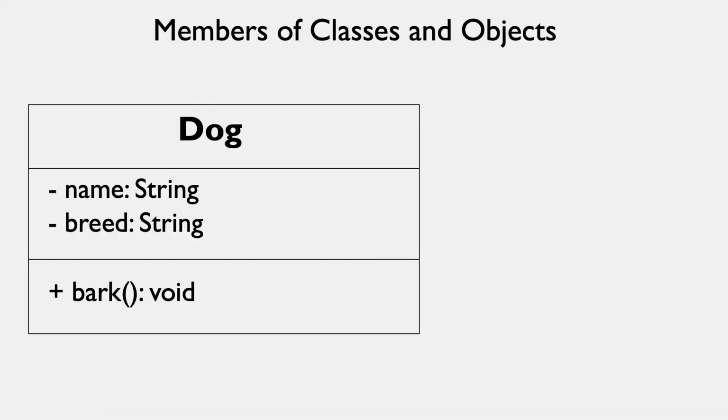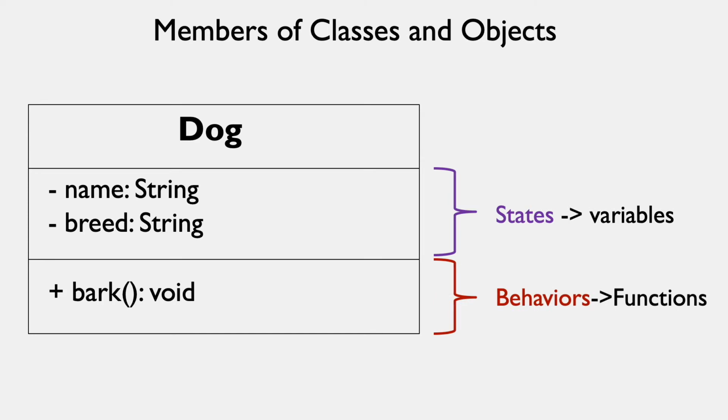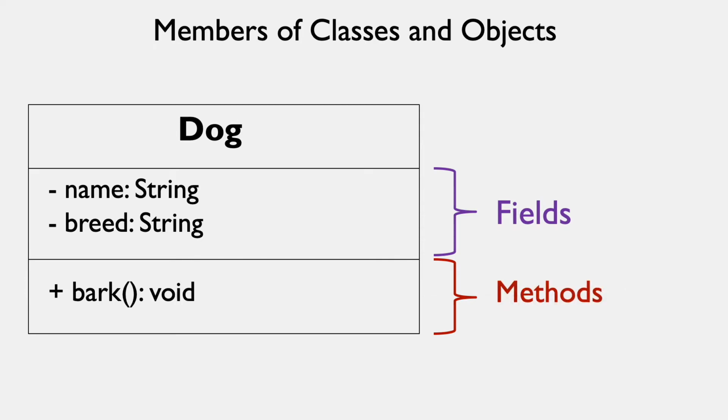To reiterate, let's go over the members of classes and objects. First we have the states, which are represented by variables defined in the class. We also have the behaviors, which are defined by the functions found in the class. The states represent fields of the object, and the behaviors are represented as methods of the object. Together these are the members of classes and objects in object-oriented programming.